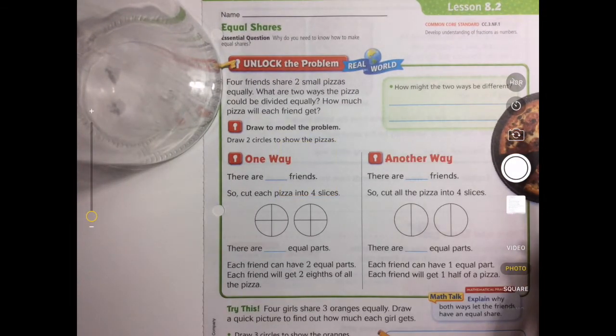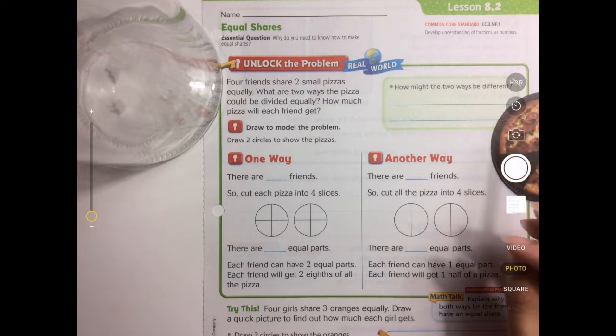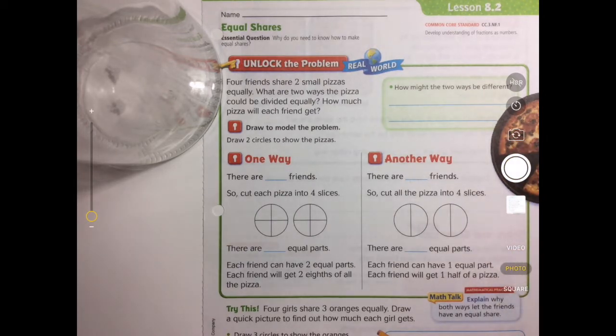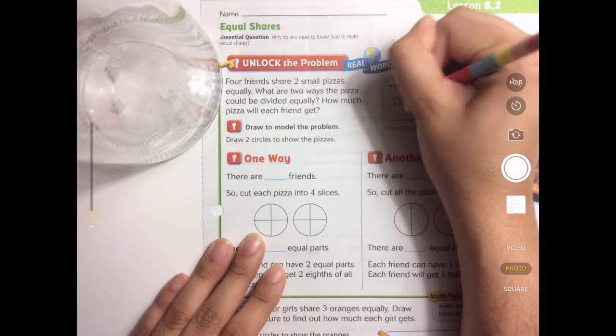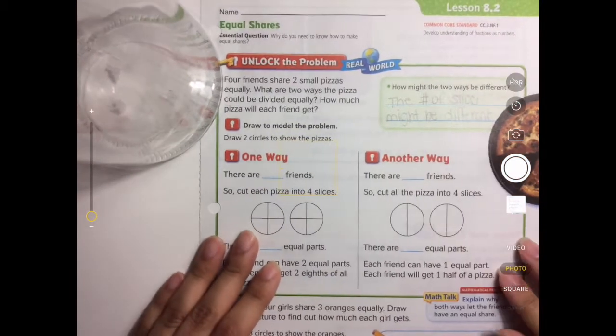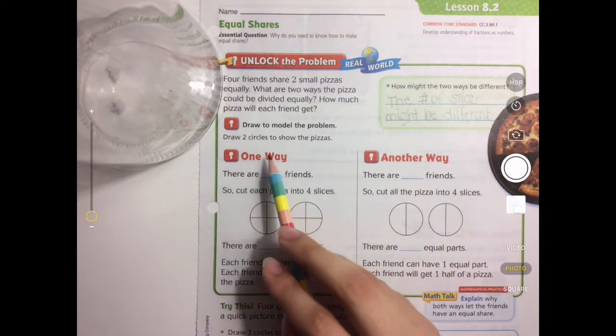So, if we're trying to divide pizza two different ways for four friends to share, the way it might be different is the slices might be a little different. So, that's what we're going to write. And there we see the number of slices might be a little different. So, let's look at one way.